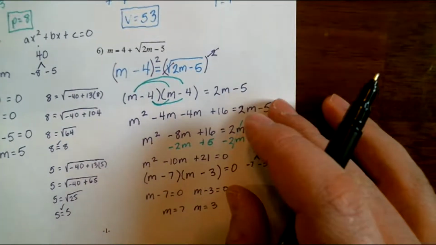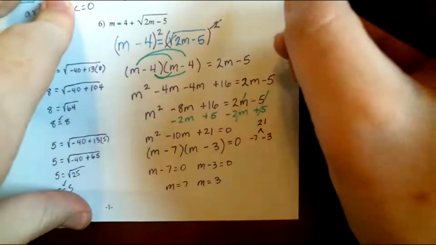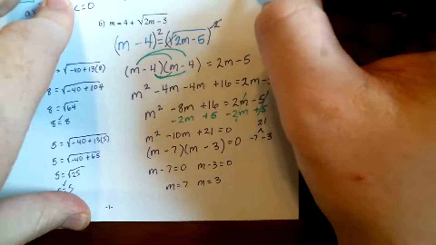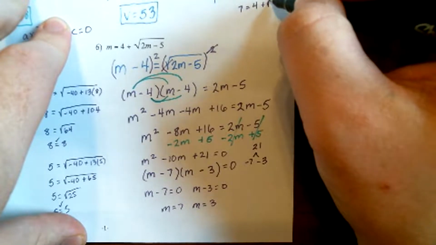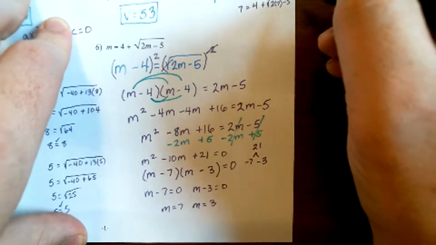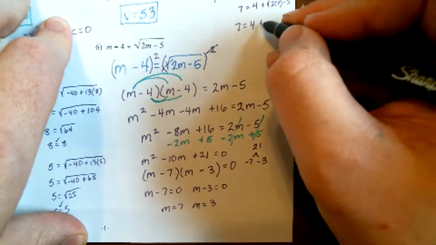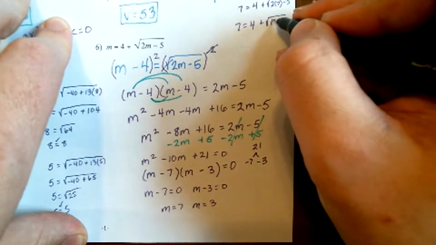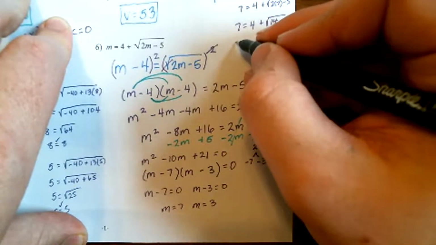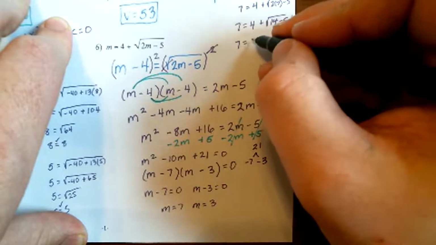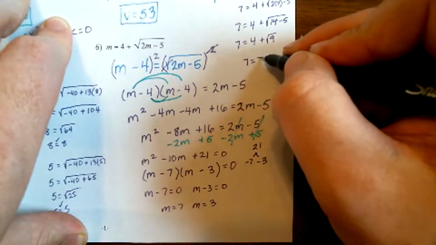Okay. So now let's check for extraneous solutions. So let's try 7. I don't have much space, but I can figure it out. 7 is equal to 4 plus radical 2 times 7 minus 5. 7 equals 4 plus radical 14 minus 5. 7 equals 4 plus radical 9. Radical 9 is 3. 7 equals 7. So 7's good.